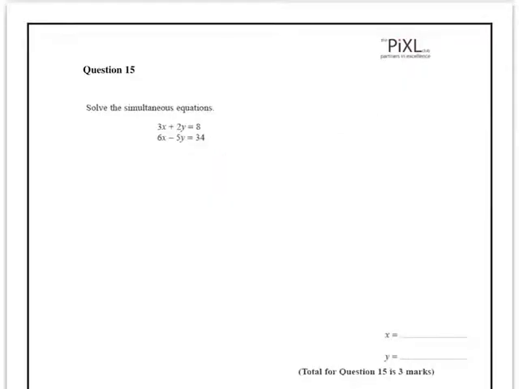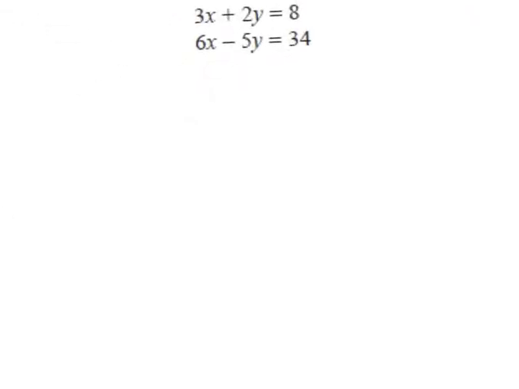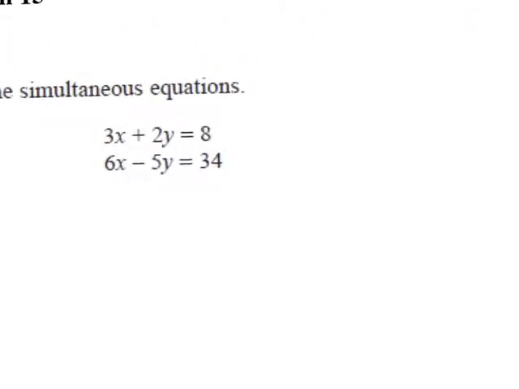Right, now, solving simultaneous equations. We have two equations which will ultimately meet at one point, and therefore the x and y value will be the same at that one point. So we need to first of all adjust one of the equations so we can do some elimination. To be able to eliminate, we need the coefficients of either the x or the y to be the same number.